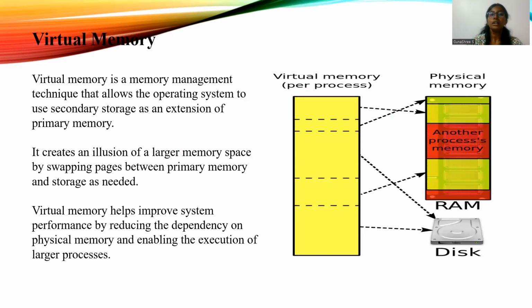Virtual memory. Another technique that can also be used to manage the memory in the operating system effectively. It will allow the operating system to use secondary storage as an extension of the primary memory. It will create an illusion of a larger memory space by swapping pages between primary memory and storage as needed. It will also help to improve the system performance by reducing the dependency on physical memory and also enabling the execution of larger processes.